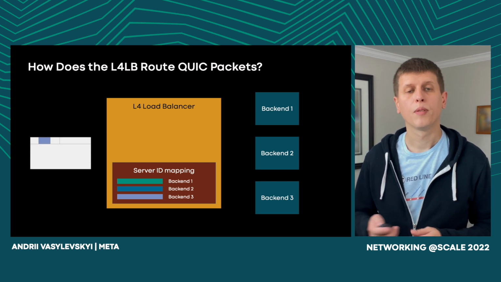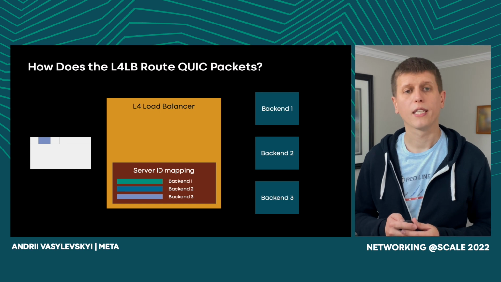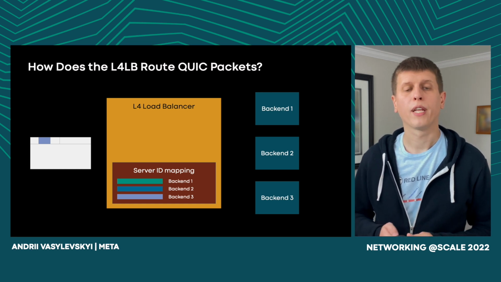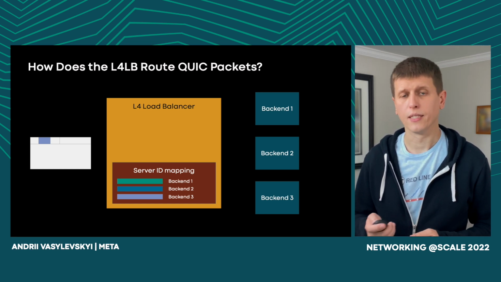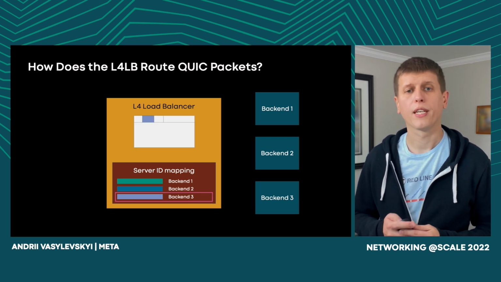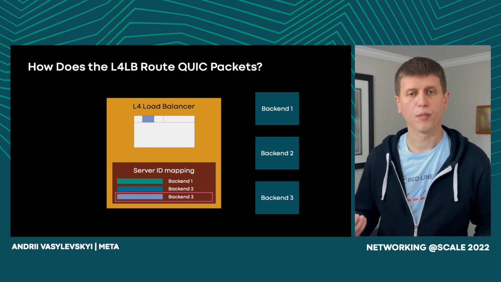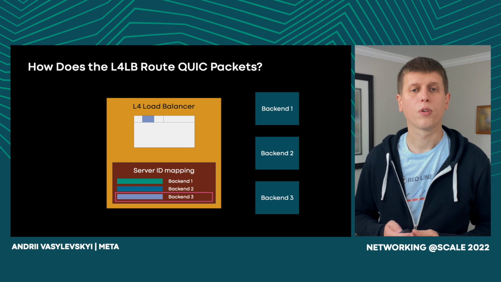For the subsequent packets, the QUIC client received a new connection ID from the backend, and all the packets going forward have this new connection ID that has a hint. So in the load balancer, we check that it's not an initial packet, and then we do a lookup in our server ID map. And from there, we know clearly which backend is handling the connection.